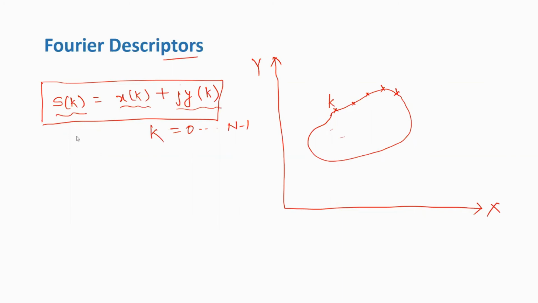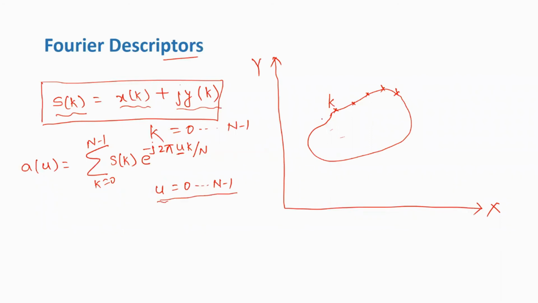How will you take this Fourier transformation, guys? We have a(u), this Fourier coefficient, equals the summation of s(k) into e to the power minus j 2 pi u k divided by n. Okay, and we'll take the summation of this function from k equals 0 to n minus 1. What is u? This u is nothing but the Fourier coefficient index, and u will vary from 0 to n minus 1 again. So the number of coefficients is equal to the number of points on this shape. Each of the points will have an individual Fourier coefficient, right? And the magnitudes of these coefficients give useful information about the shape of the boundary.